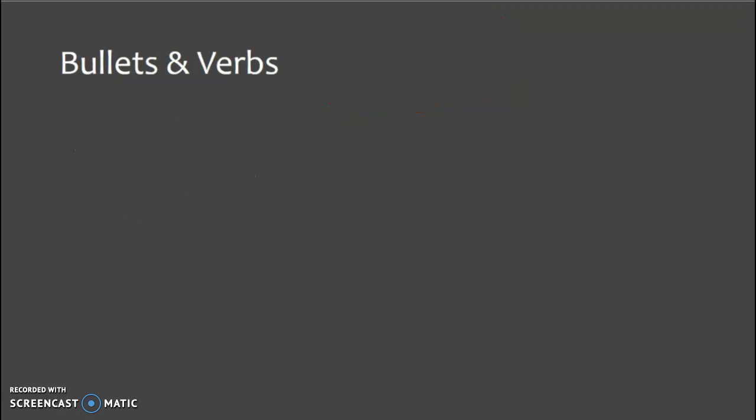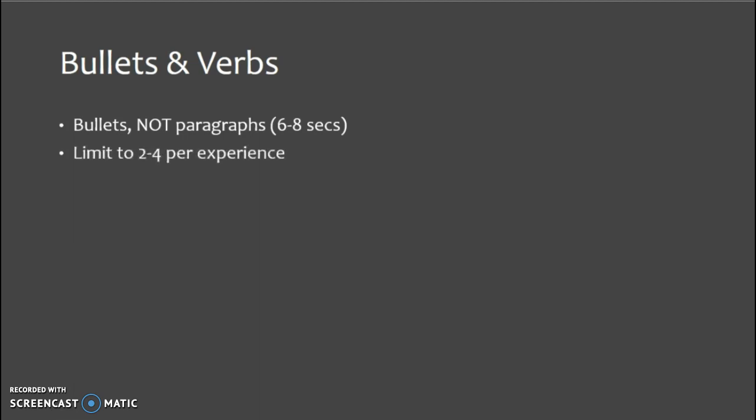So, bullets and verbs. Here's something that I really want you to pay attention to. Remember that you should be having bullets, not paragraphs, underneath your experience. Your reader has 6 to 8 seconds. That was just 6 seconds right there. That's all the time they have to read your resume. They cannot get through a paragraph, so give them bullets. Make it easy on them. Really limit those bullets to 2 to 3 per experience, whether it's for an organization on campus, a job that you did, or a class project, 2 to 4 experiences.